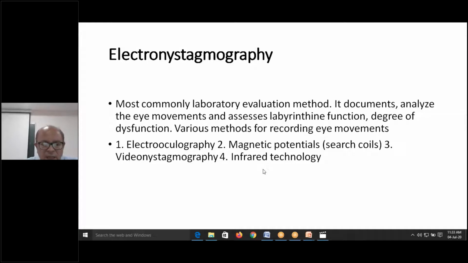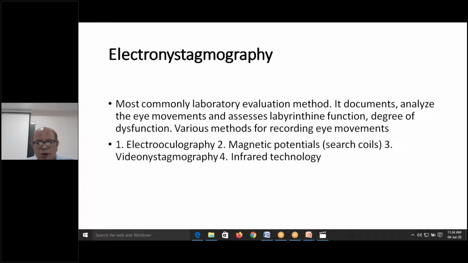Now, what happens when you are doing a caloric test and you tell the patient to fix their vision on a particular point? It suppresses the nystagmus to some extent, and in certain cases where the nystagmus is very mild, we may miss it. So in those conditions, we can go for electronystagmography. The main principle is the corneoretinal potential difference.